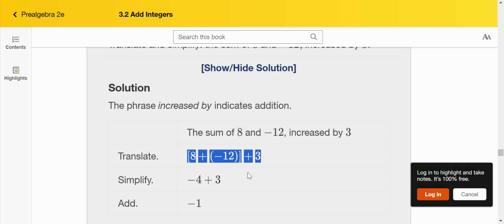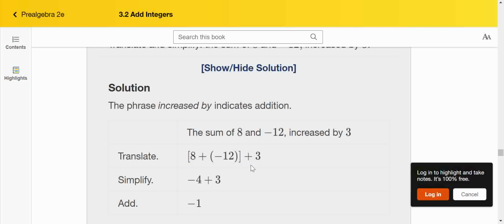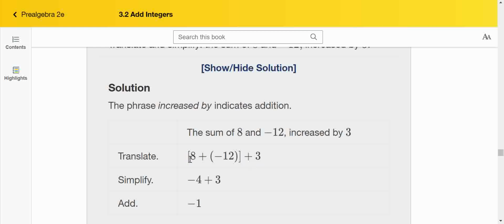Oh, this is the bracket. Oh, where is it? Okay. That is the bracket. There's just no way to highlight without getting all of it, but that is the bracket.